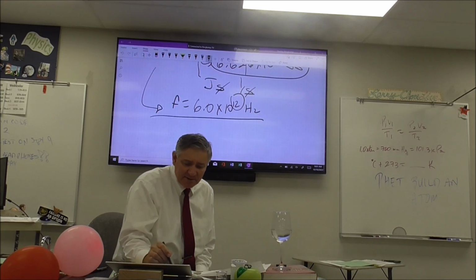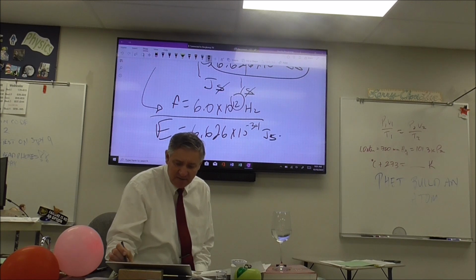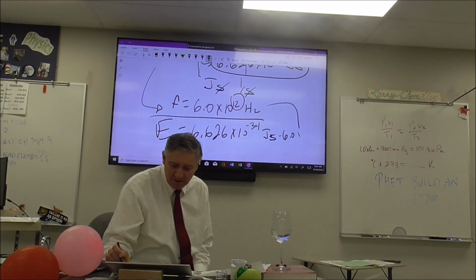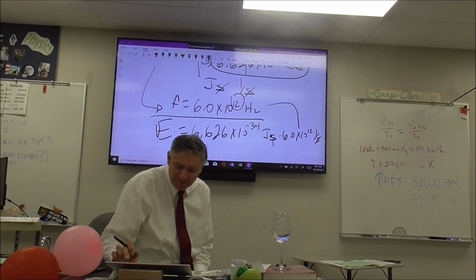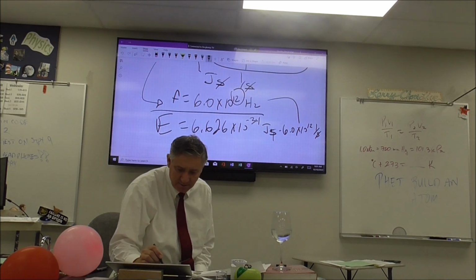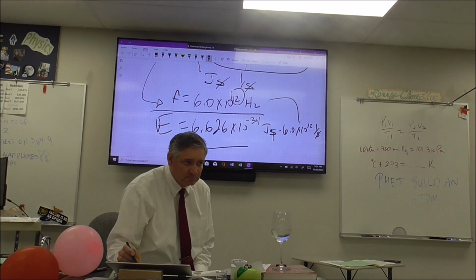Now, if you want to find the energy, take Planck's constant 6.626 times 10 to the negative 34th joule seconds, and then multiply that by 6.0 times 10 to the 12th hertz, which is 1 over seconds. The seconds cancel out. You get joules. So somebody take 6.626 times 10 to the negative 34th times 6.0 times 10 to the 12th. You should get something times 10 to the negative 21st, something like that.